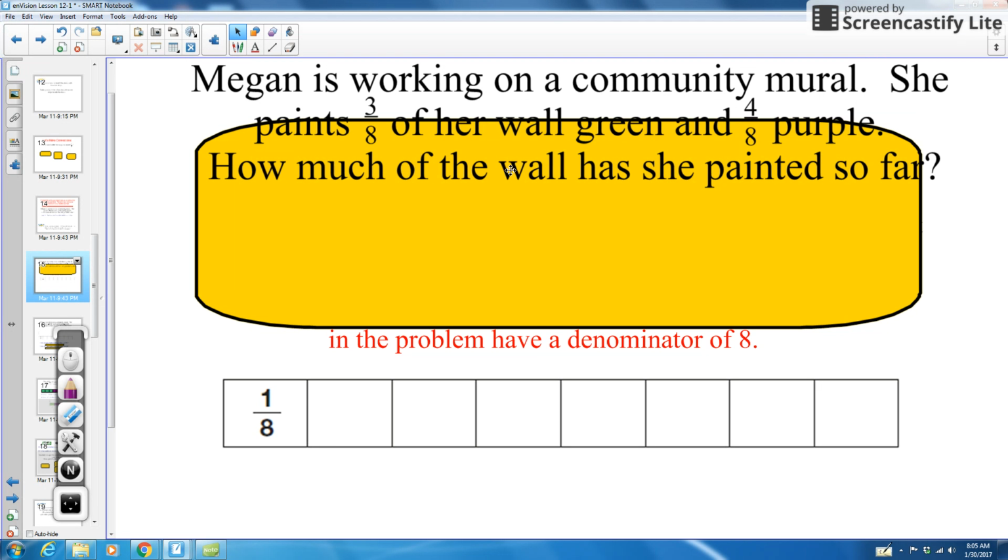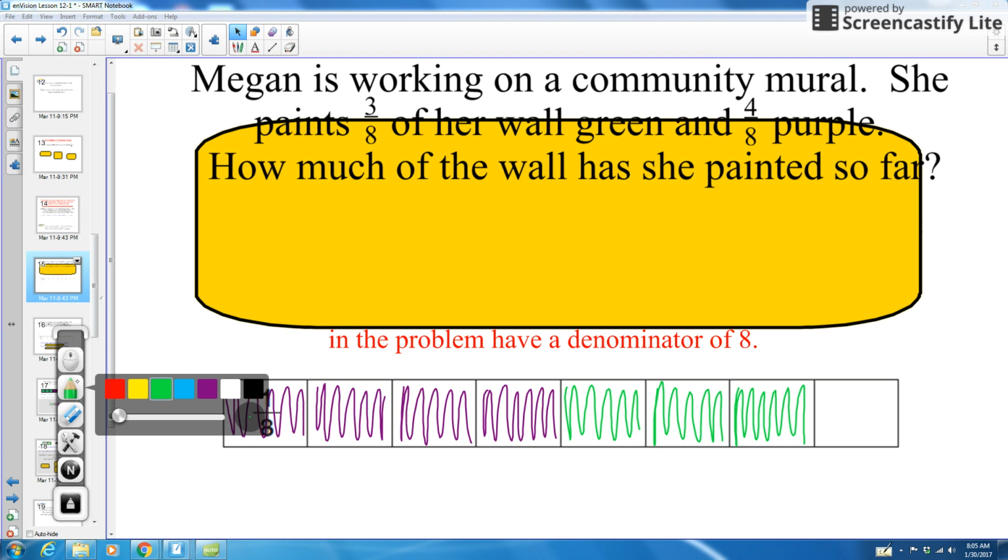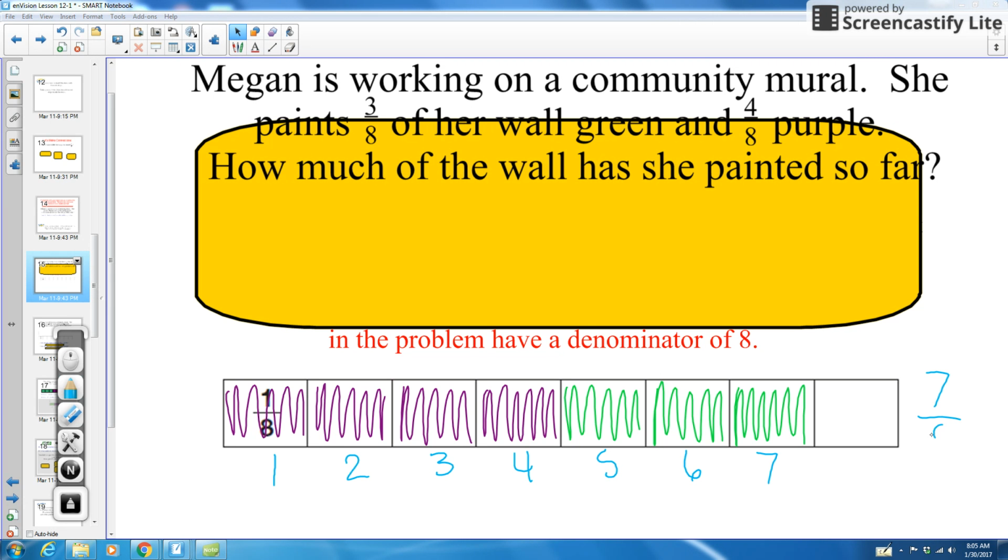And then what you would do is we know she's done 3/8 and 4/8. So I have 1/8, 2/8, 3/8, and there's my 4/8 of purple, and then I will do my 3/8 of green. 1, 2, and 3. Now I go back and I look and I say, okay, so I've shaded 1, 2, 3, 4, 5, 6, 7, 8 of that wall is painted so far, okay?